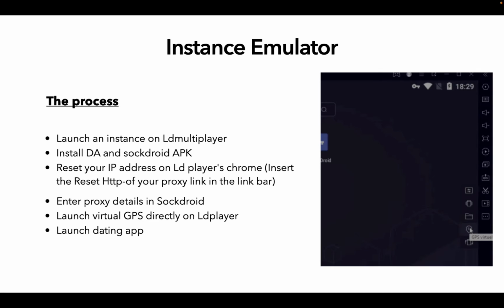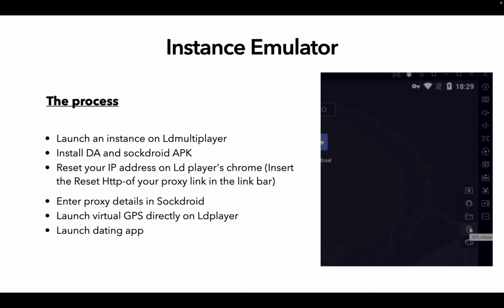You'll need to reset your IP address on Chrome. Then on Chrome in LD Player, be careful, on the emulator, not on your computer. To do this, you need to insert your proxy's HTTP reset link in the link bar. It's a link that is provided to you directly. You'll find it very easily on your proxy service provider's dashboard. Next, you'll need to enter the proxy details into SockDroid to activate the proxy within that emulator.